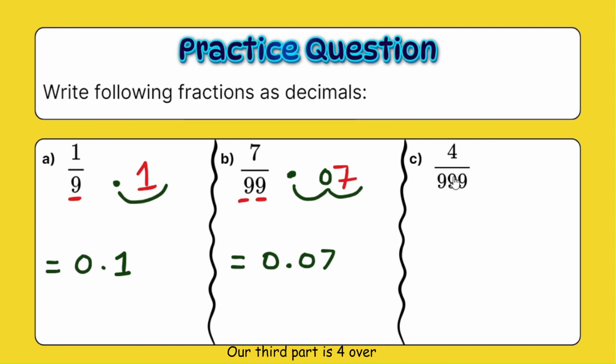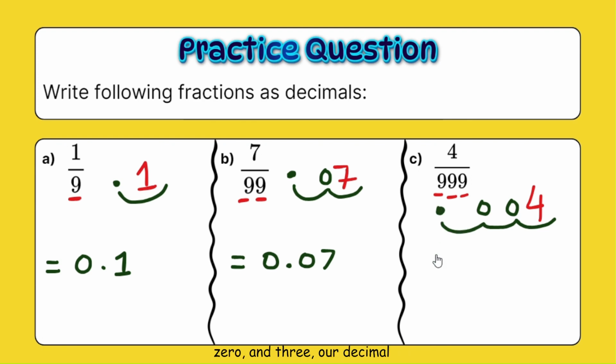Our third part is 4 over 999. This time we have 3 9s. That means that our decimal point is going to go 3 steps back from 4. 1, here we have a 0, 2, another 0, and 3, our decimal point. So our answer is going to be 0.004.